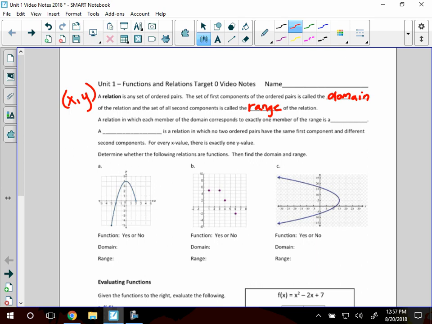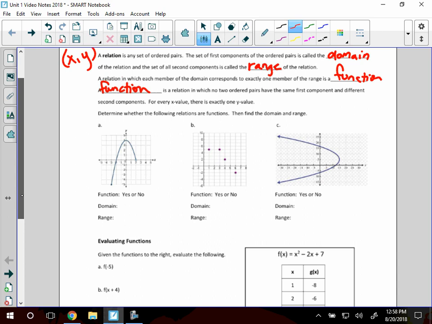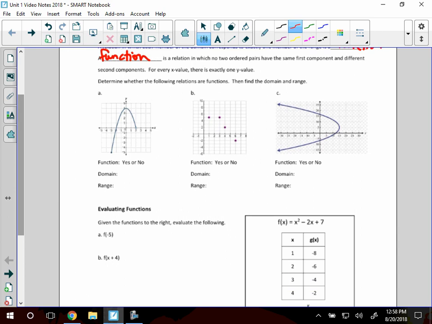A relation in which each member of the domain corresponds to exactly one member of the range is a function. And a function is a relation in which no two ordered pairs have the same first component and different second components. In other words, for every x value, there's only one y value. All right, so now we're going to look at graphically how we can decide if something's a function.